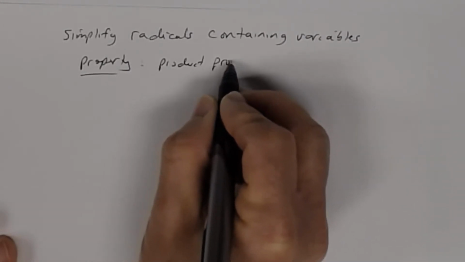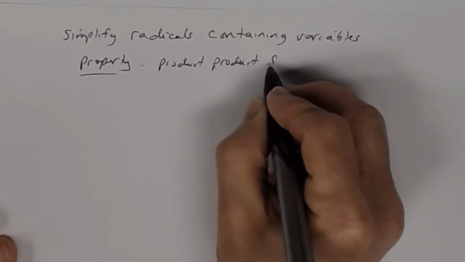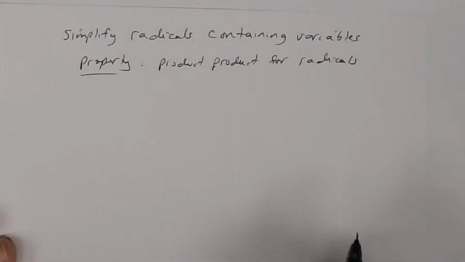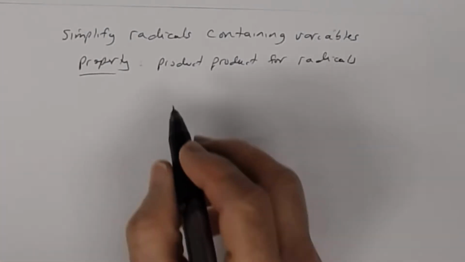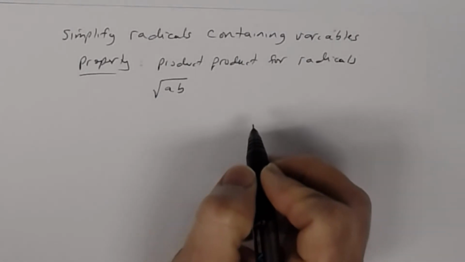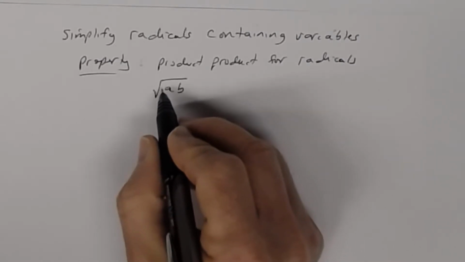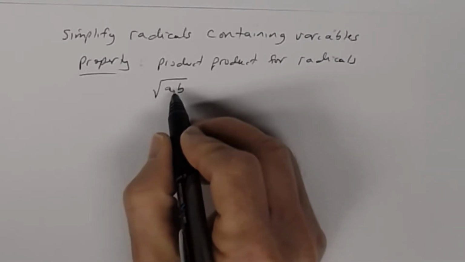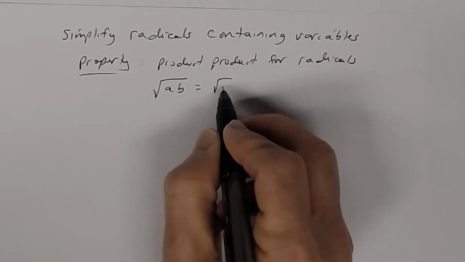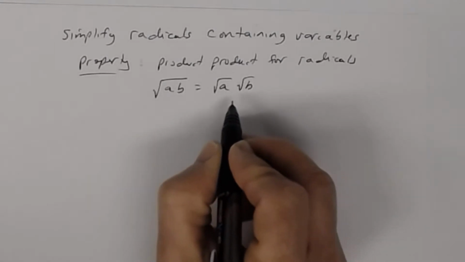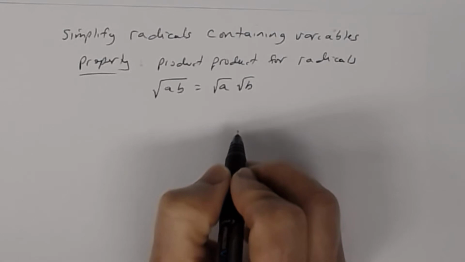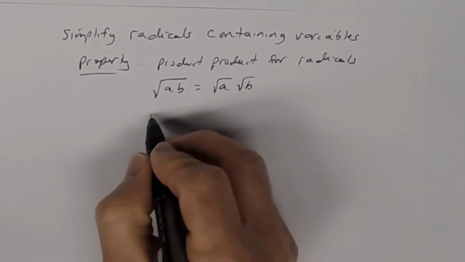Product property for radicals. In terms of a square root, here's what it says. If you have the square root of a times b, the square root of a product, I can rewrite this as the product of each individual square root. So the square root of a times b, I can write as the square root of a times the square root of b.